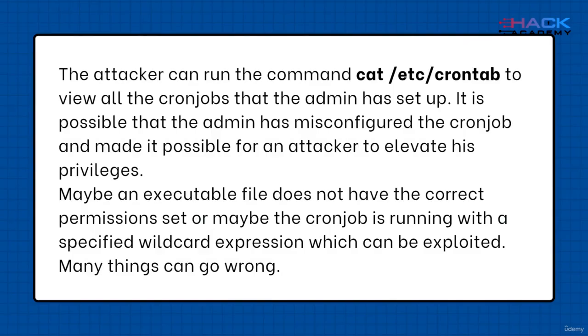The attacker can run the command cat /etc/crontab to view all the cron jobs that the admin has set up. It is possible that the admin has misconfigured the cron job and made it possible for an attacker to elevate his privileges. Maybe an executable file does not have the correct permission set, or maybe the cron job is running with a specified wildcard expression which can be exploited. Many things can go wrong. Don't worry about these examples for now, because in the next lectures of this section we're going to see how an attacker can exploit a misconfigured cron job.